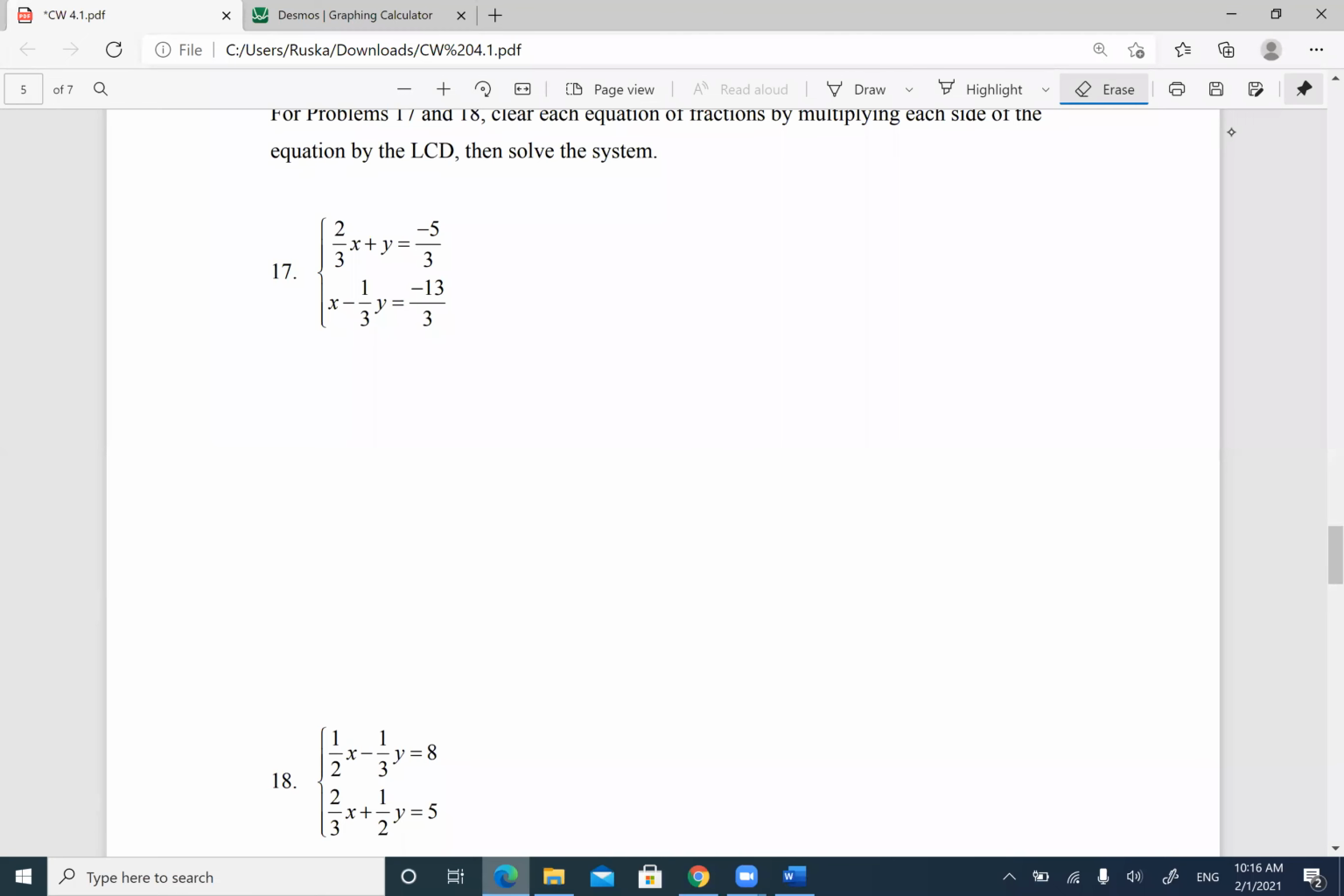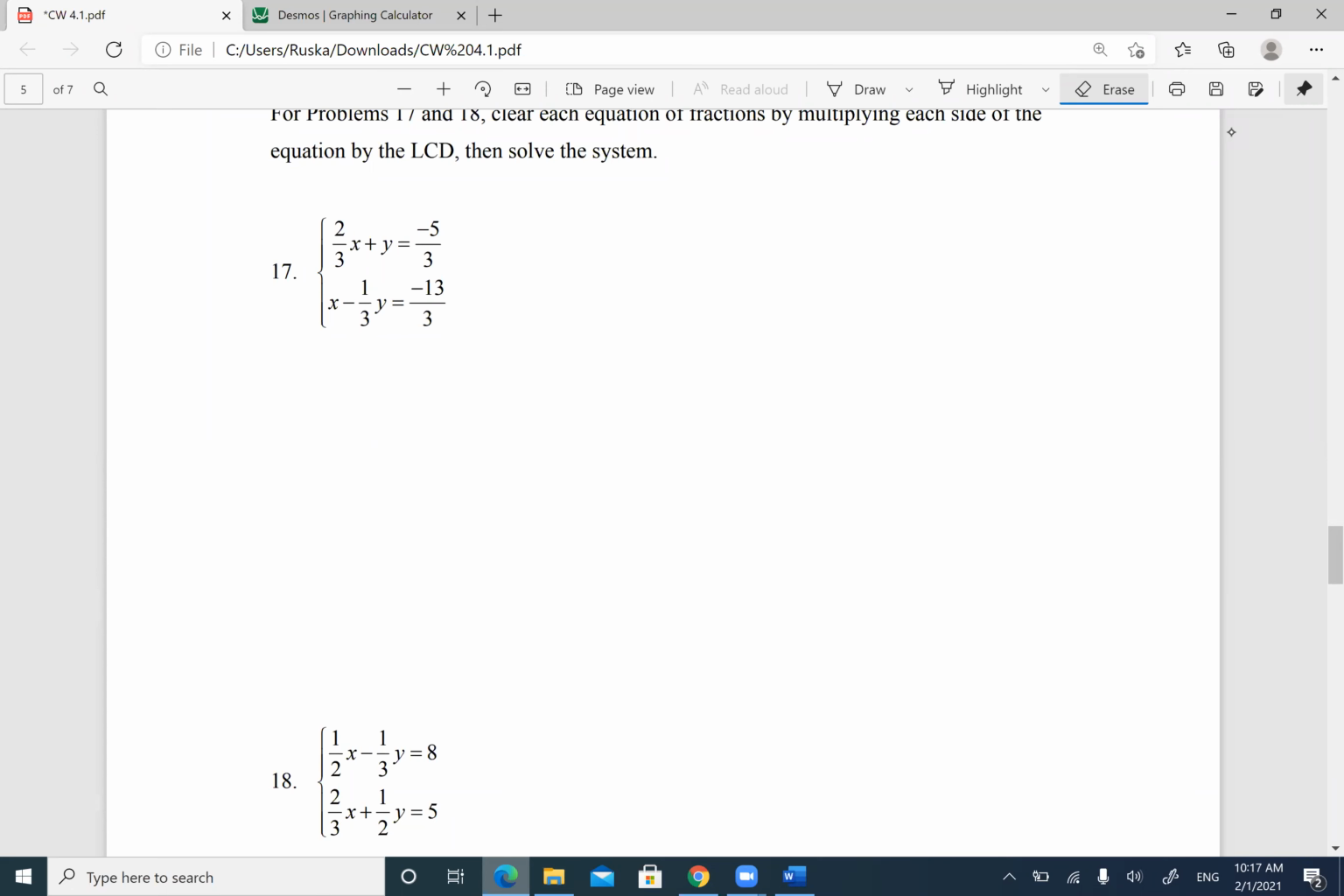So here we're going to solve number 17 or 18. They're the same. Those two equations have fractions. So in order to solve them, first you're going to eliminate, we're going to cancel the fractions. So how do you do that? You multiply both sides of the equation by something to cancel it.